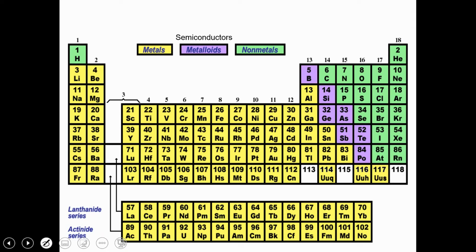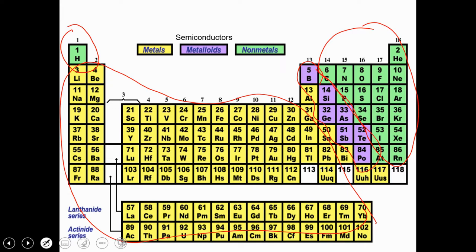Okay, your metalloids are also called semiconductors. So if you notice, your metals make up most of the periodic table. They're located to the left of the periodic table, with one exception, and that would be hydrogen. And the only reason hydrogen is on the left side is because hydrogen has one valence electron. Your nonmetals are going to be on your right, okay? And most of your nonmetals are gases. And then you've got your metalloids, and we'll talk about metalloids in a minute. They're kind of in the middle.